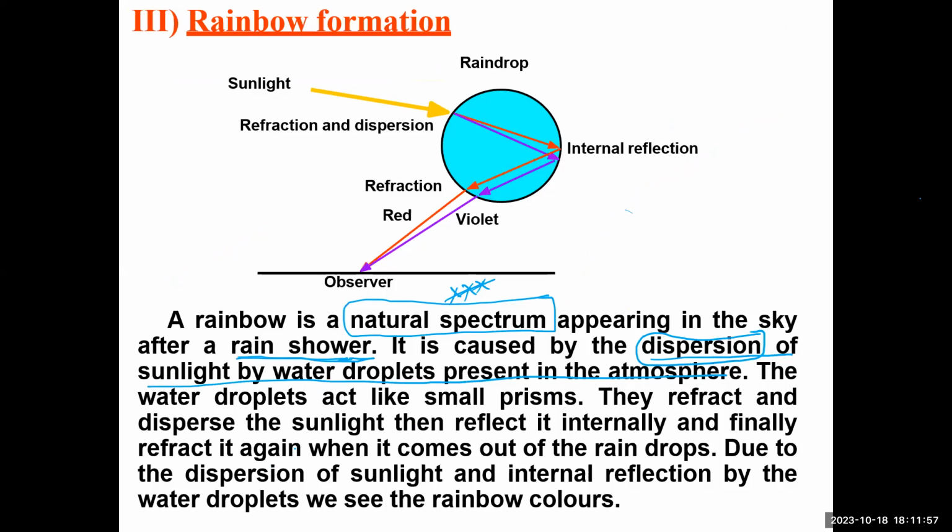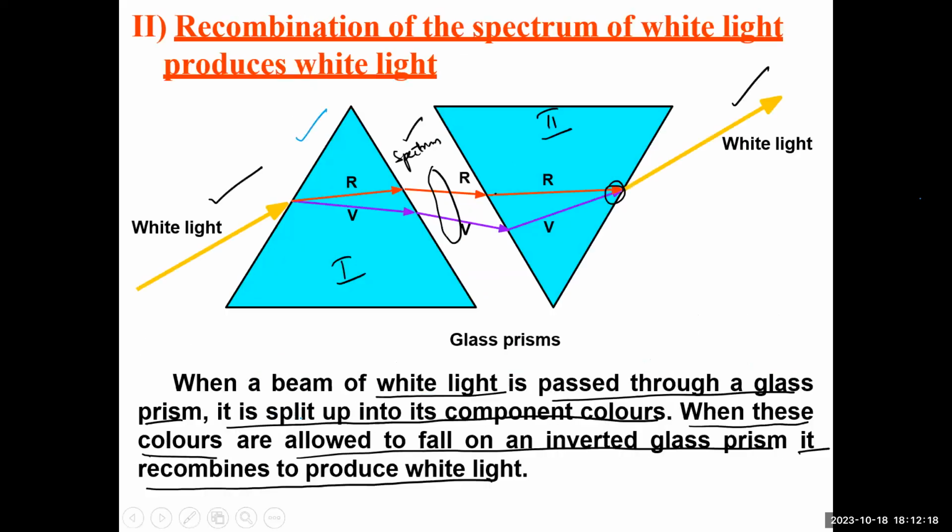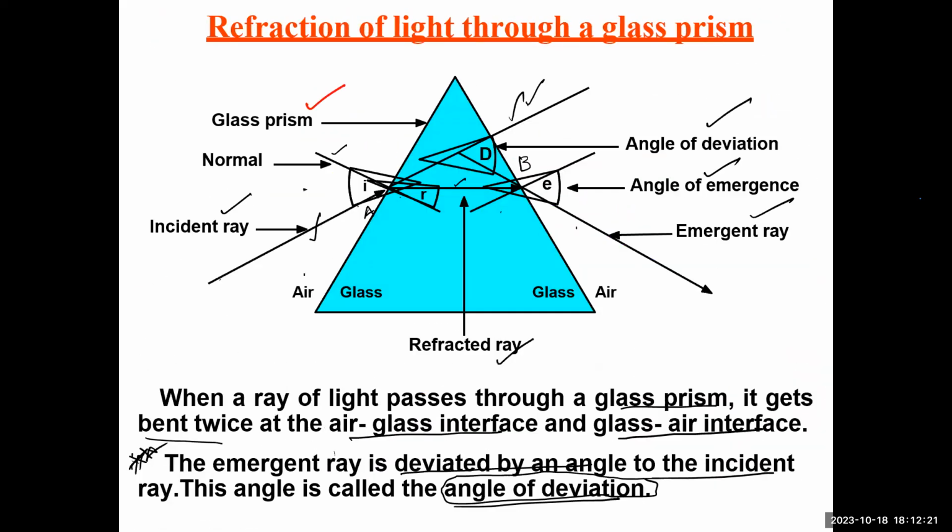How is this dispersion happening here? Whenever the white light or the sunlight passes through the raindrop, it also has layers. One is outside, at the air to rain droplet interface, and again from rain droplet to air interface. So there are two kinds of interfaces, just like in the glass prism, with an air to glass interface and a glass to air interface. In a rain droplet, it becomes an air and rain droplet interface, and again a droplet and air interface.